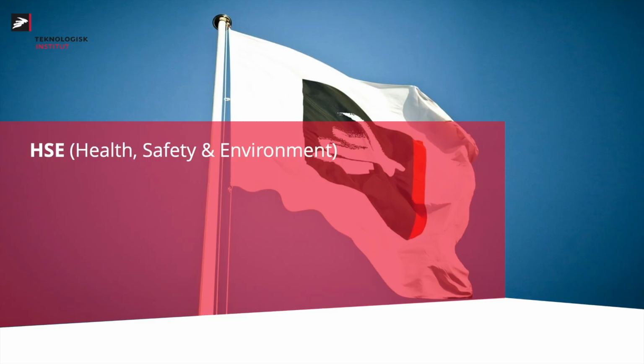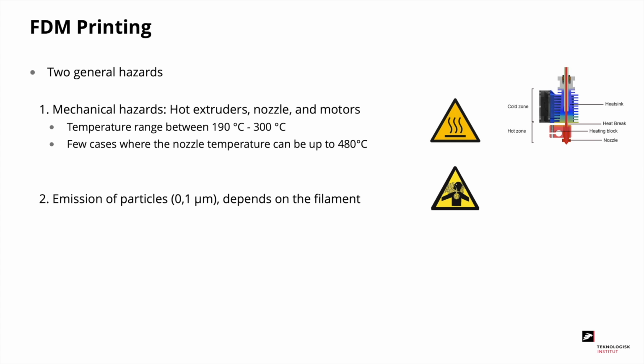Let's take a look at the health, safety and environment. For FDM printing, there are two general hazards: mechanical hazards and emission of particles. For mechanical hazards, we have hot extruders, nozzles and motors. These extruders will move around and they can be between 190 to 300 degrees Celsius. In some cases, the nozzle can even be up to 480 degrees Celsius. So there is both the risk of you getting burned and the printer igniting itself or its surroundings.